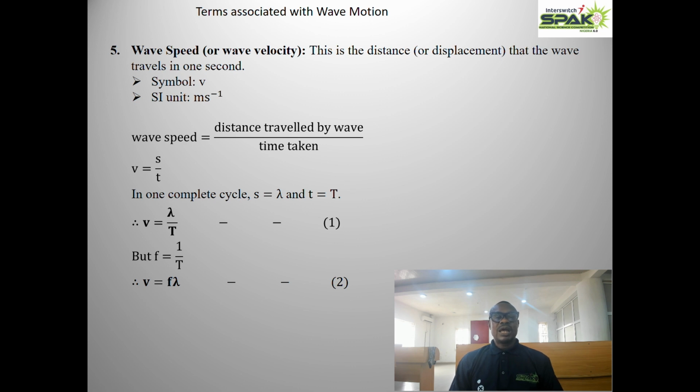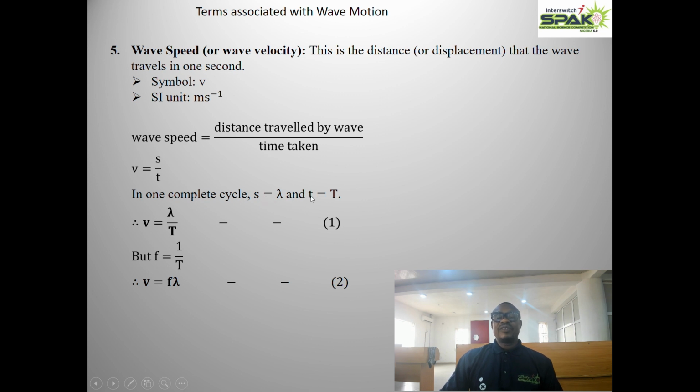Okay. Now let us look at how we can derive the very important formula V equals f lambda. That is, your velocity is equal to frequency times your wavelength. We'll be using much of this equation in these studies. So how do we come about this? We said that your velocity is equal to distance traveled per unit time. But in one complete cycle, my S will now become my wavelength, because the wavelength is one complete cycle.